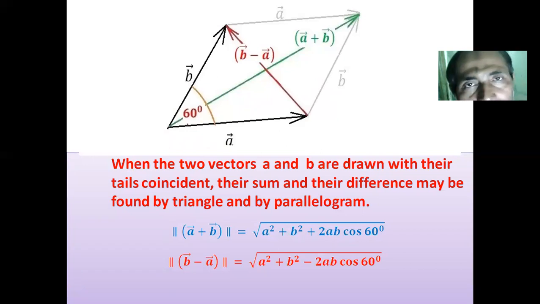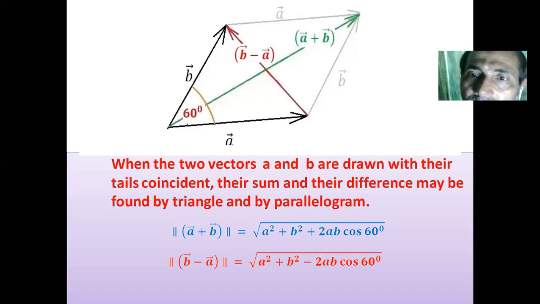You are seeing here one figure where vectors A and B are given with their tails coincident. If you want to add the vectors A and B, where the tails of the vectors A and B are coincident, you have to draw one parallelogram so that the diagonal of the parallelogram will give you the answer of the sum of the two vectors A and B.